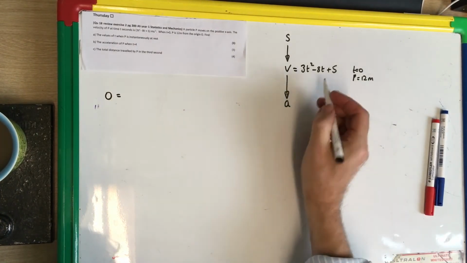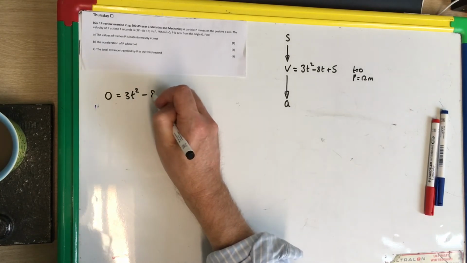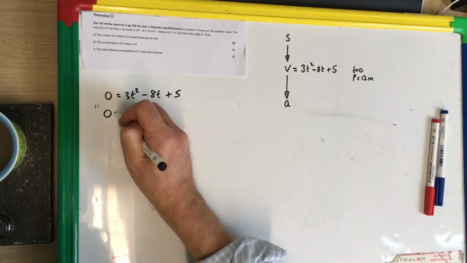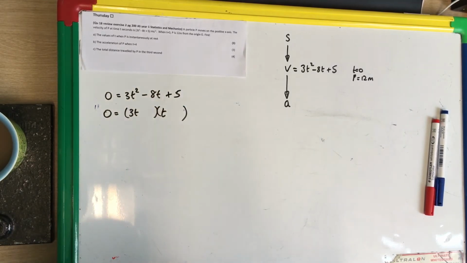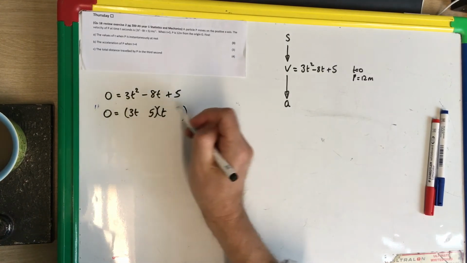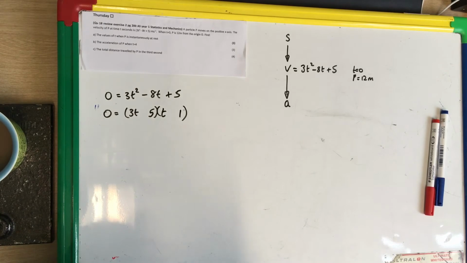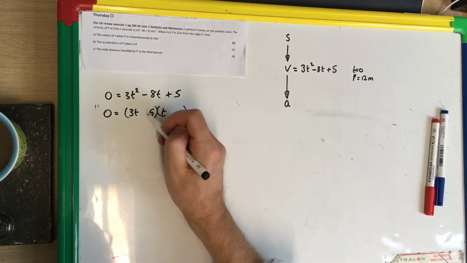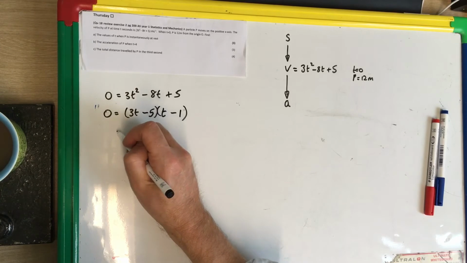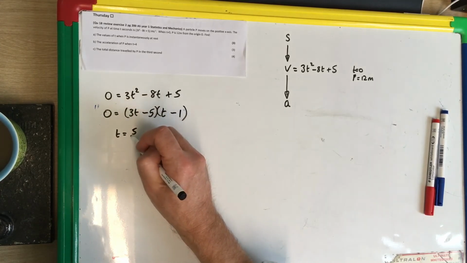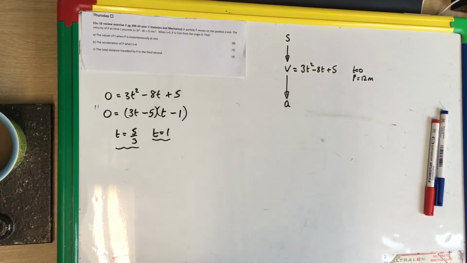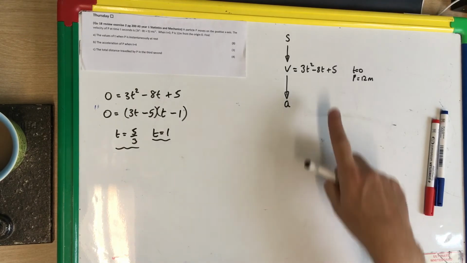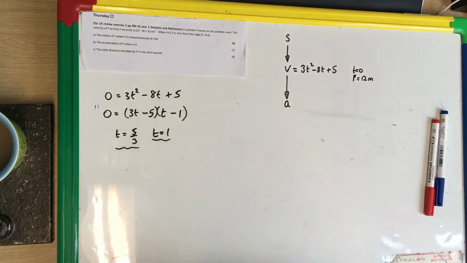So when is the velocity 0? 3t squared minus 8t plus 5. I hope this is going to factorise nicely. I'm going to have a go at that. Oh yes, it does. 5 and 1, and they're both negative as well. So that's when t is equal to 5/3 and t is equal to 1. So at those two times, after 1 second and 1 2/3 seconds, it's instantaneously at rest.